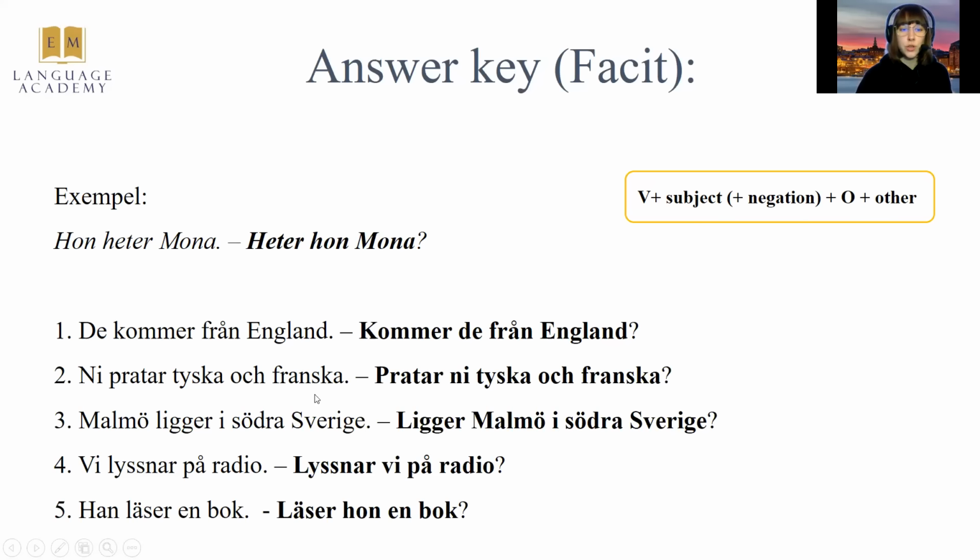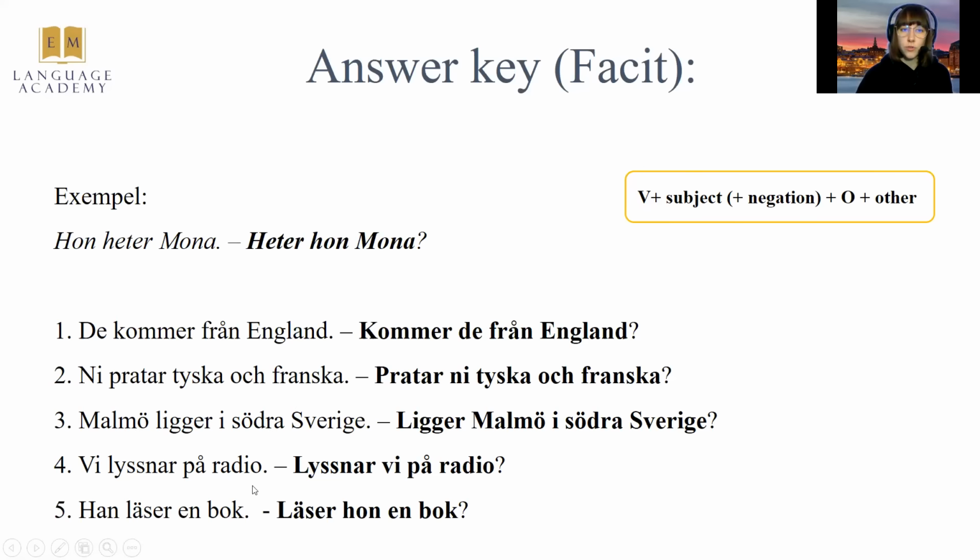Ni pratar tyska och franska. You speak German and French. Franska is French. And the question is as follows. Pratar ni tyska och franska? Example number 3. Malmö ligger i södra Sverige. Malmö is in southern Sweden, or is located. Ligger Malmö i södra Sverige?